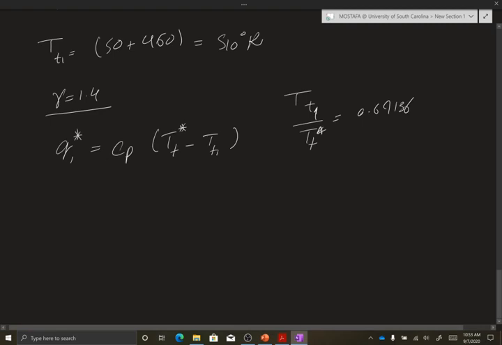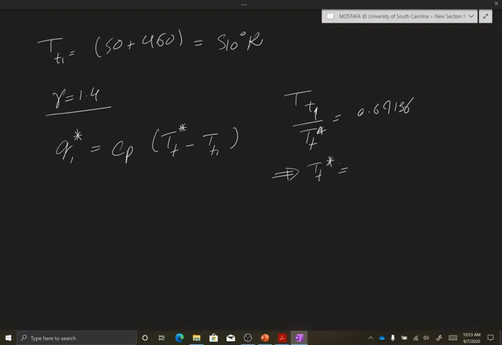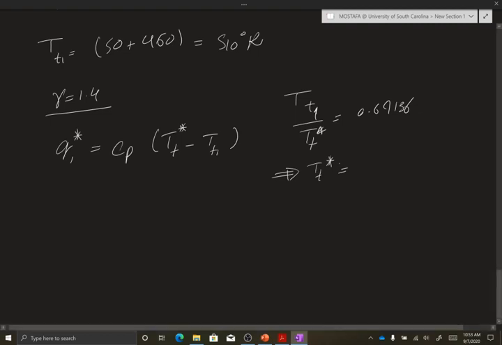Okay, so we essentially can find the TT star here pretty easily. TT star is going to be TT1, which is 510, over 0.69136.